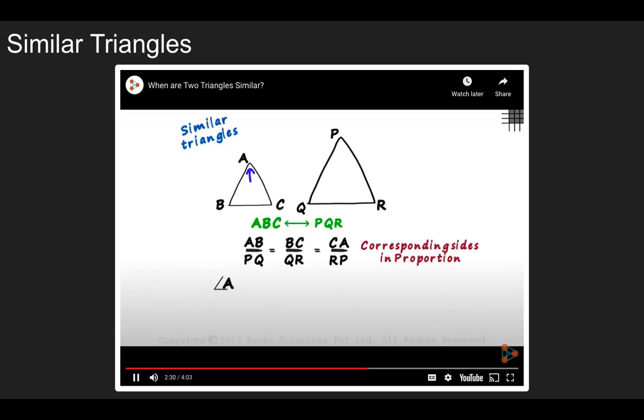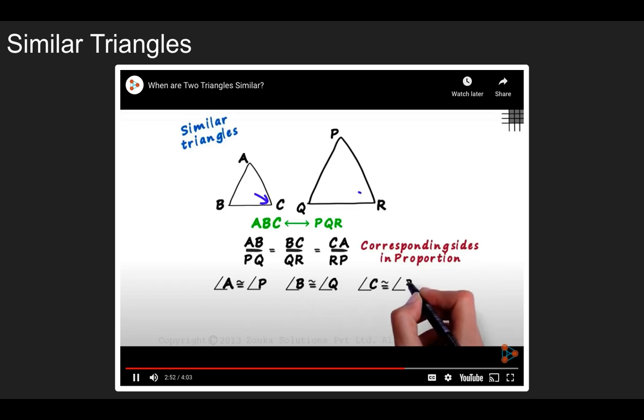So angle A will be congruent to angle P. This can also be written as measure of angle A is equal to measure of angle P. It means if we take a protractor and measure these two angles, they will be equal. Similarly, angle B will be congruent to angle Q and angle C will be congruent to angle R. When the triangles are similar, their corresponding angles will be equal.